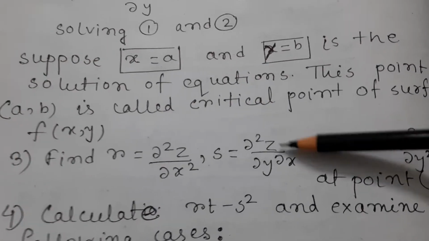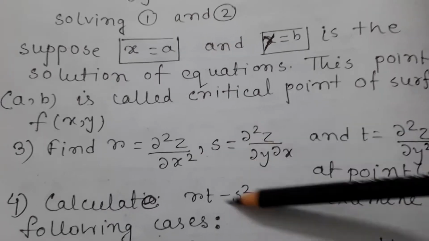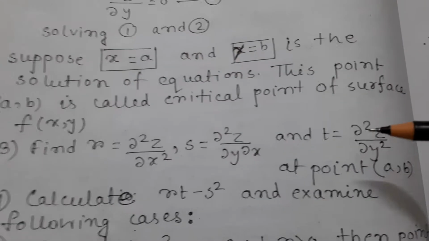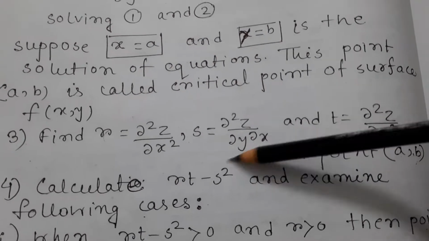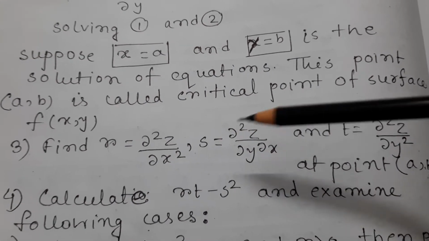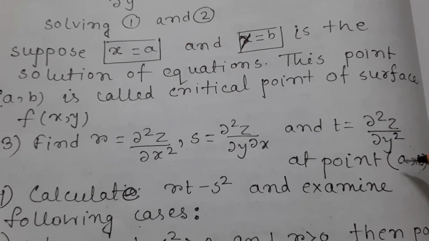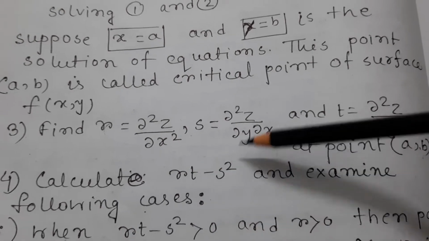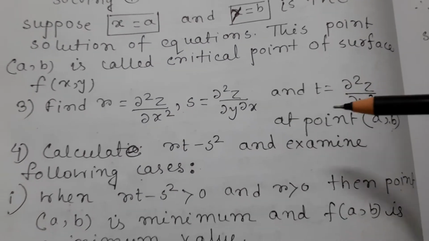The next step is to find r equal to the double derivative, s equal to this one and t equal to this one. So find these three at the point (a, b). After finding these three, we get three expressions in x and y, and we put a, b in place of x and y. After that, calculate rt minus s square and examine the following cases.